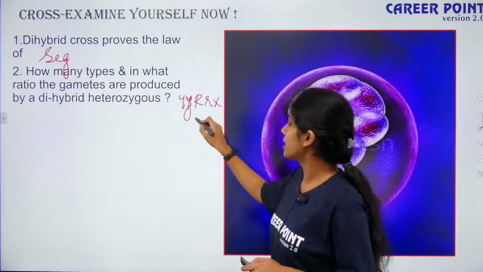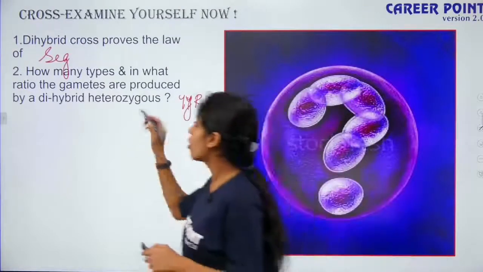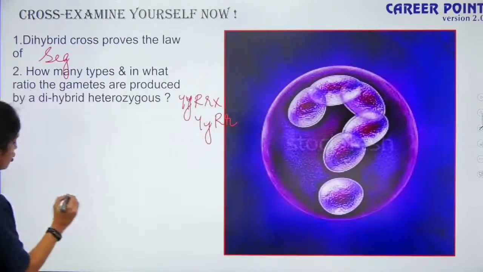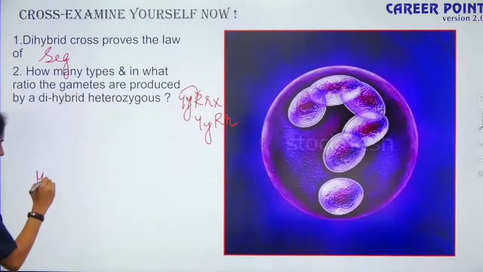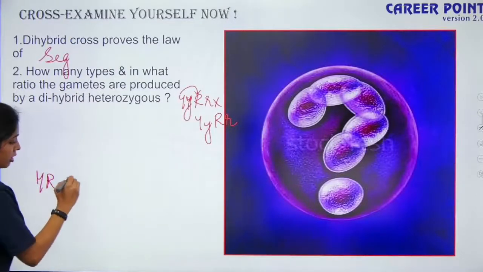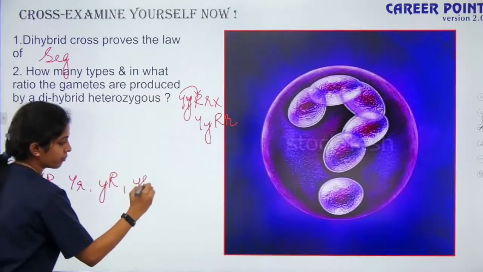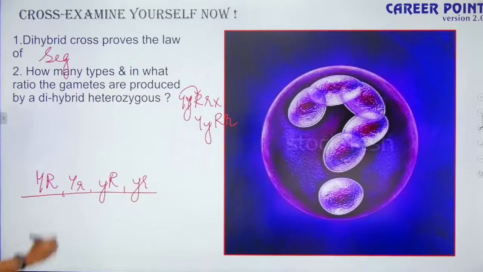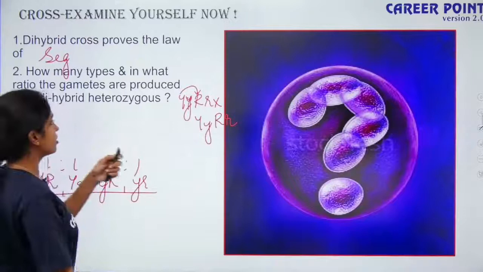So you do a selfing. So you have 4 types of gametes being produced. So what are the gametes? It can be capital Y, capital R, capital Y, small r, small y, capital R, and small y, small r. So you have 4 types of gametes which are produced in the ratio 1:1:1:1, right? So that is the answer.